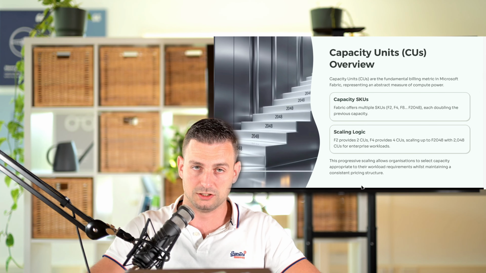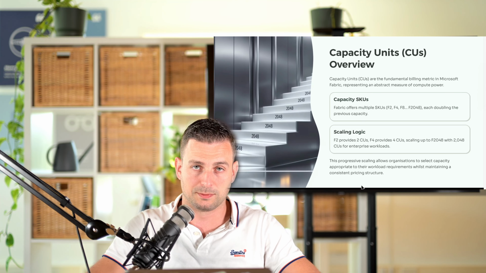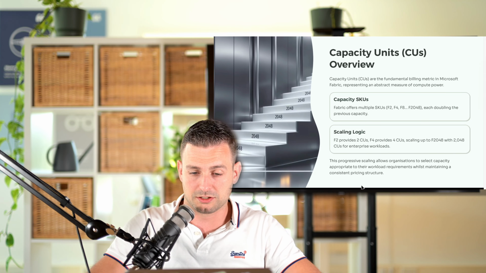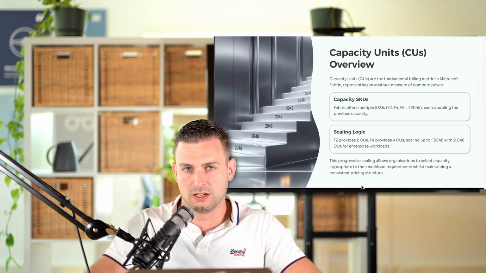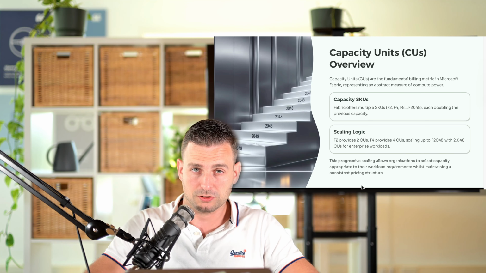All right, so each is doubling the previous capacity, and you buy basically 2 units or 4 units or 8 units linearly corresponding to the number in your SKU. Now, the scaling logic here is fairly simple. If you buy twice as many capacity units, you will get twice as much compute that you can use up.